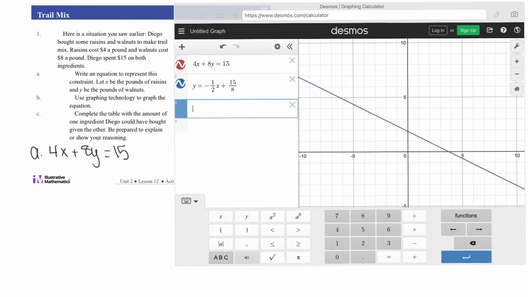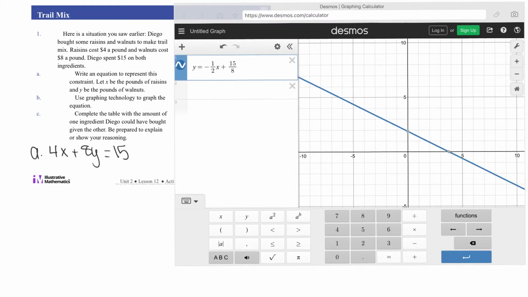This is now the equation solved for y. This is what we're going to have to do in our calculators as well, and I'm going to show you how to use those in class tomorrow. But this would be our equation solved for y. So I'm just going to go ahead and delete the standard form of the equation.